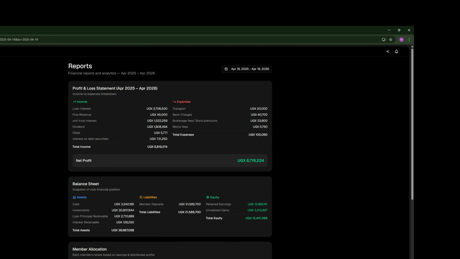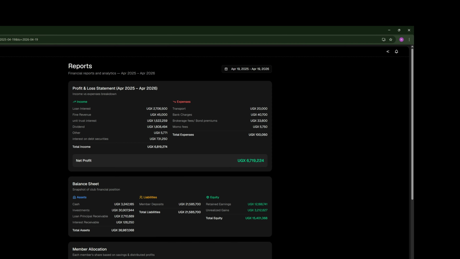One important distinction: the income and expense report shows what the club actually earned and paid. The unrealized gains and losses on the share portfolio do not appear here because no money has actually moved. These sit on the balance sheet. When the club eventually sells these shares, the gain or loss becomes real and moves into the income and expense report for that year, and the cash changes accordingly.